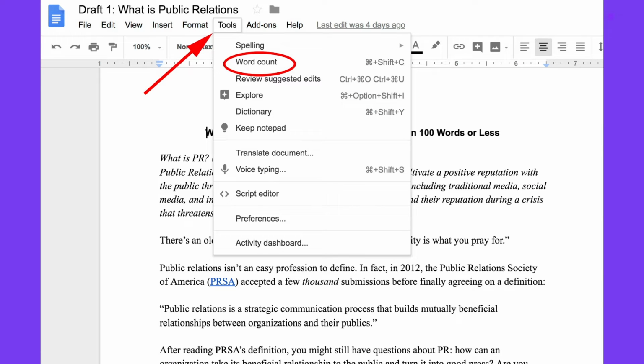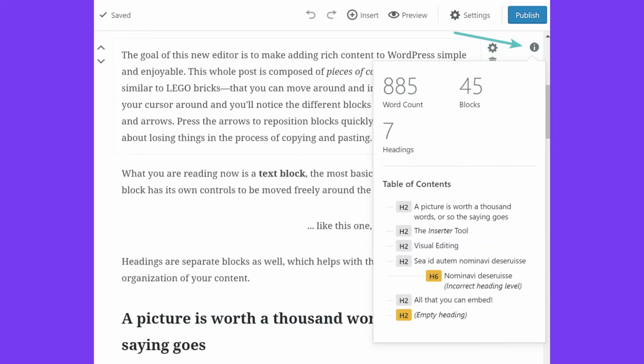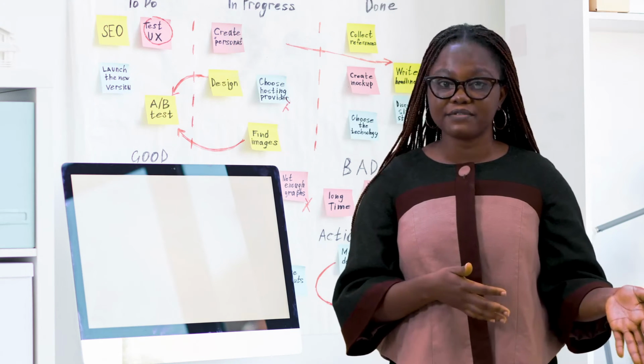However, if you're the writer that prefers to write directly on WordPress editor, there are two ways to check. You can use your Gutenberg editor, click on the information icon on the top of the editor, and you will see the structure of your post along with the word count of your content. Using the classic editor, your word count can be found at the bottom left of the page.